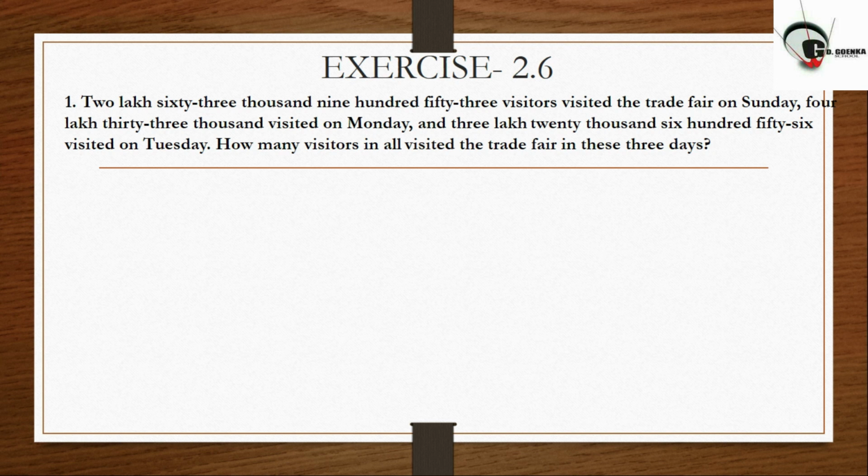So let us start. As we have already read the question, now we need to note down the information given in it. The question suggests that there is a trade fair on some days, and the number of visitors has been given on three particular days, that is Sunday, Monday and Tuesday. So let us write down this information below.